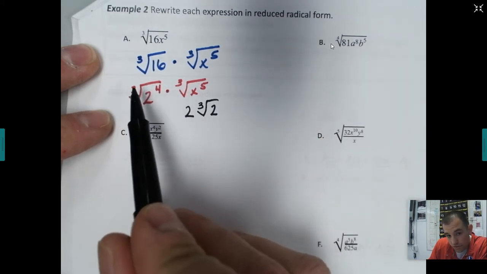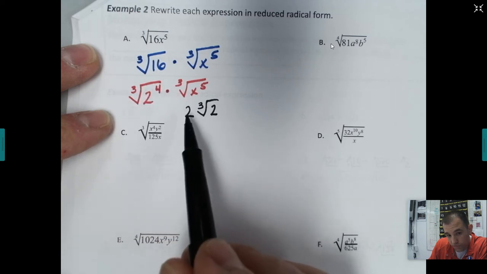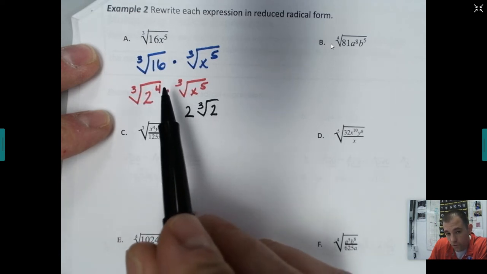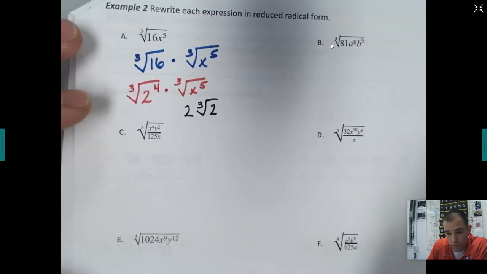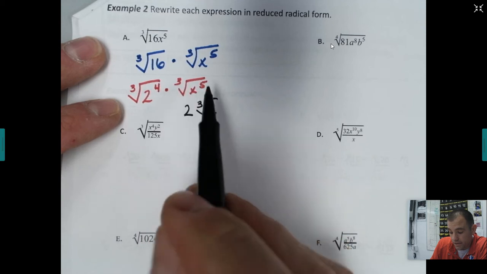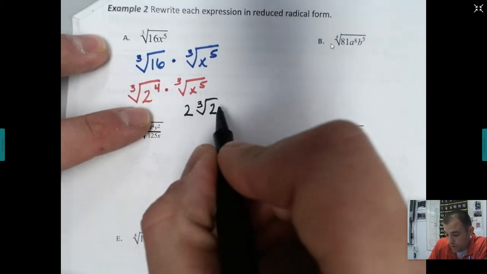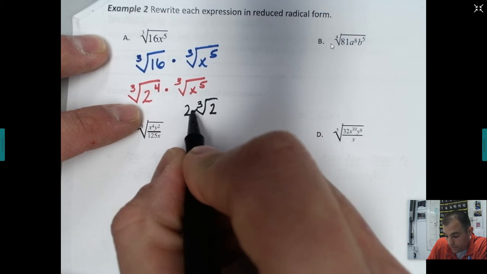Because I took out one group of 3, that leaves 1 left over. To find the 1 inside, 4 minus 3 is just 1 2 left. Do the same thing with the x's. 3 will go into 5 one time, so I'm going to put 1x in front.